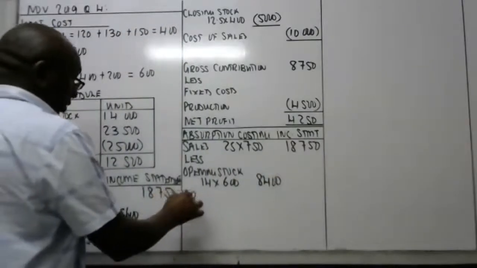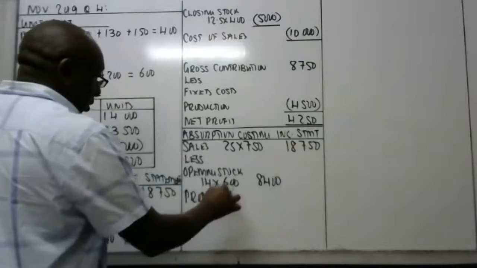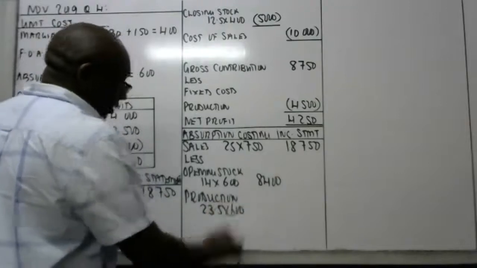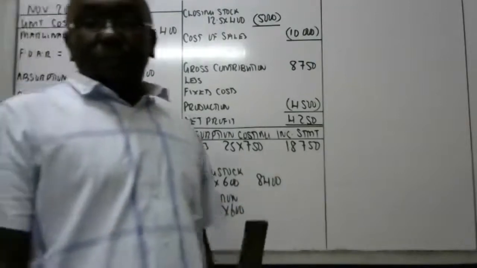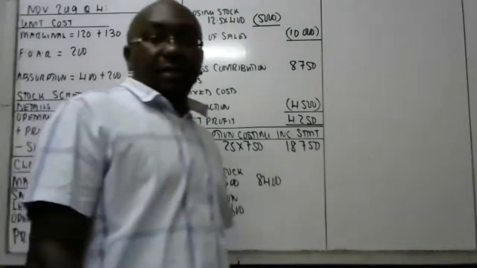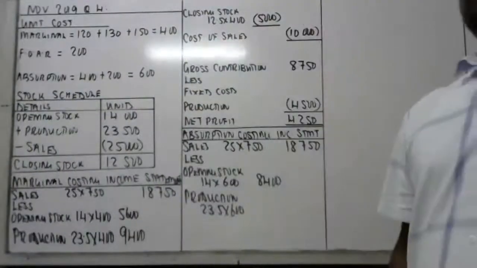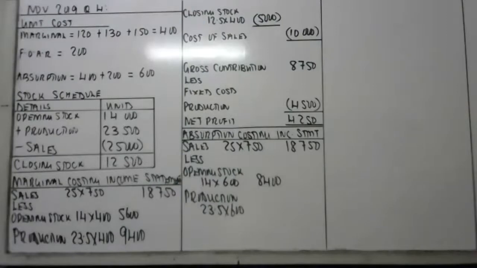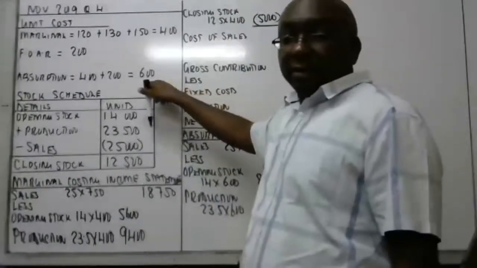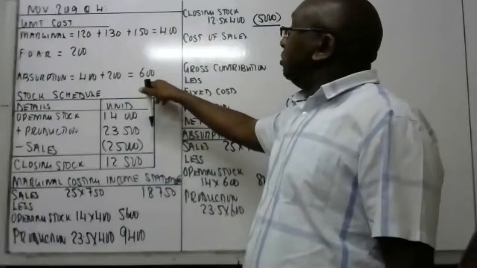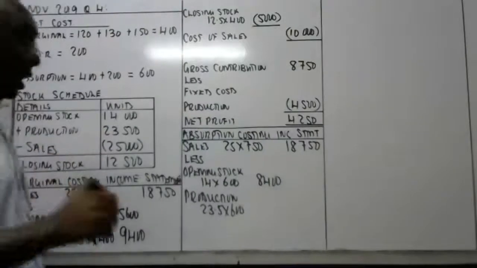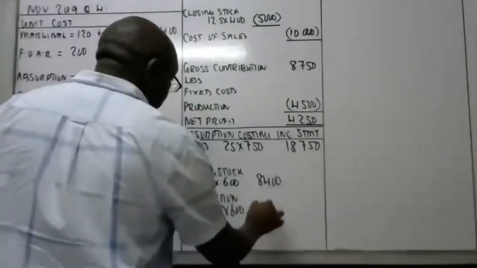Then we go to production. Production, you will say 23.5 times 600. 600 is the value per unit when you are in absorption costing. Okay. So 14,100.